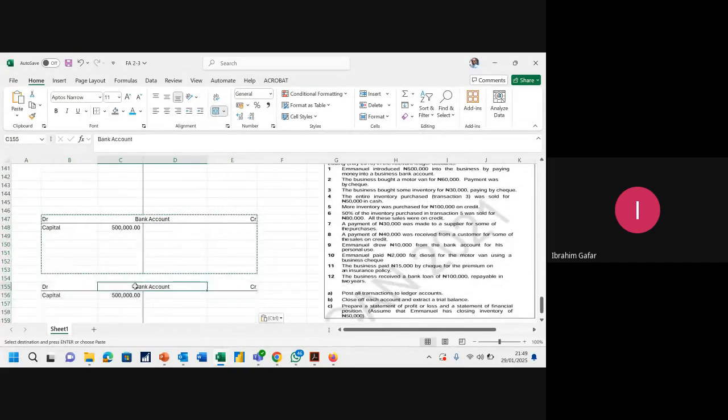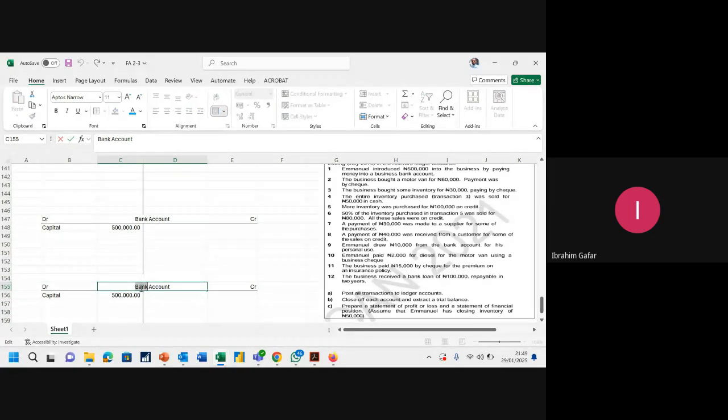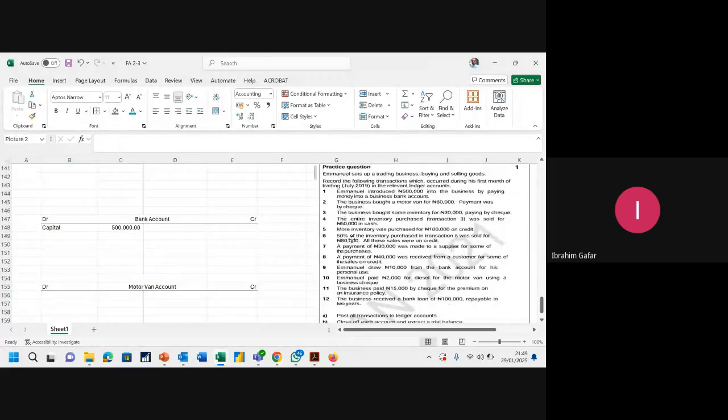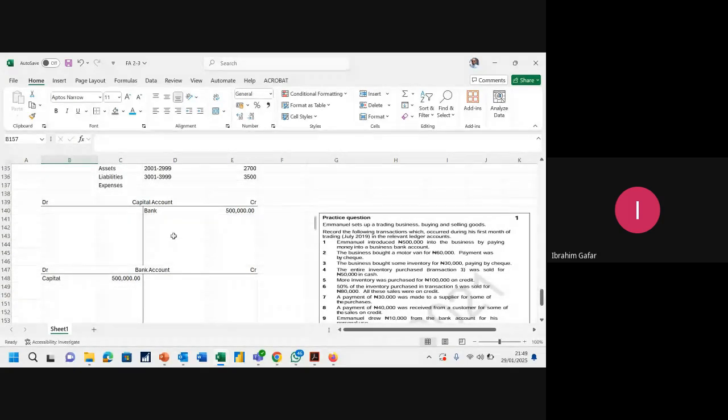Check, bank. So we'll now say motor van, right? Fizzy, are you getting it? In this number 2, motor van was purchased and payment was by bank. So motor van will now say bank 60,000 naira. They will now come here. This is our bank.